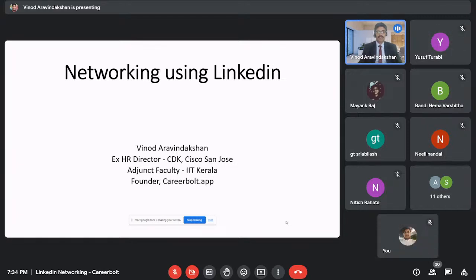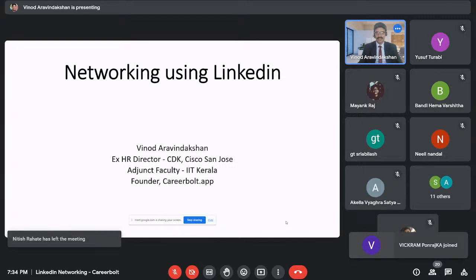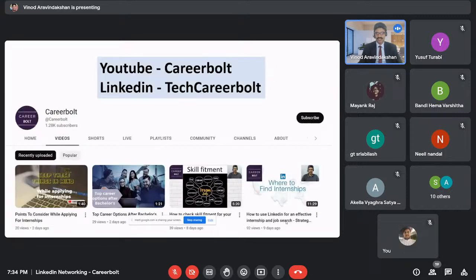Okay. So folks, for those who joined a bit later, I'm the co-founder of a company called Careerbolt, and I also work as an adjunct faculty, a visiting professor at IIT Kerala. I used to lead recruiting for Cisco in both the US and India. I was based in San Jose, the headquarters. I also led HR for a bunch of companies like Samsung Electronics and CDK, and we will have a Q&A session at the end where I'm happy to answer questions.